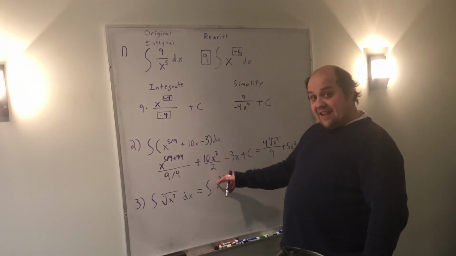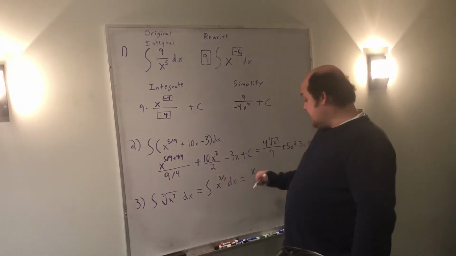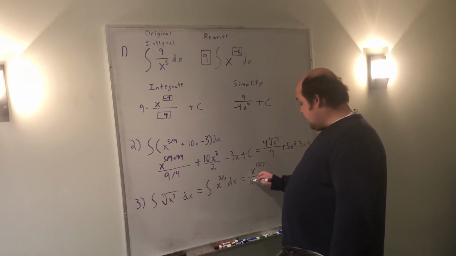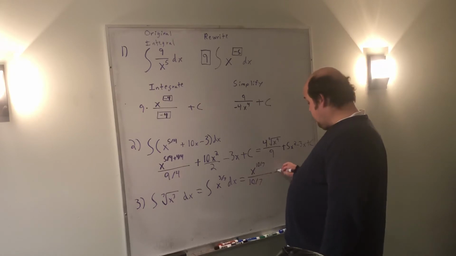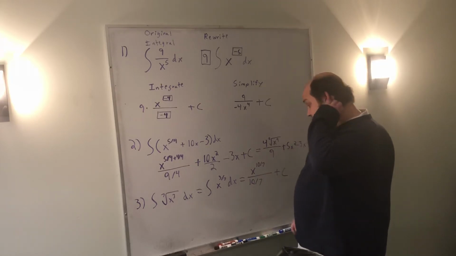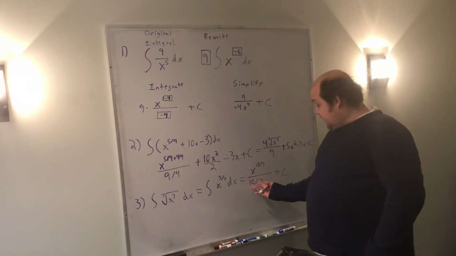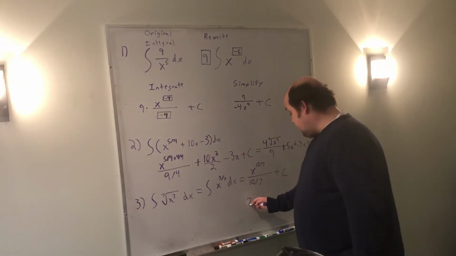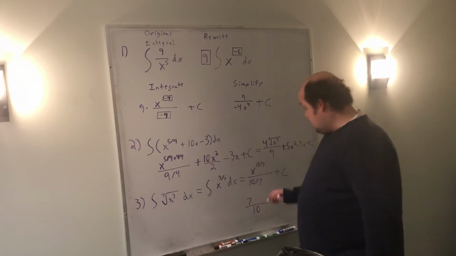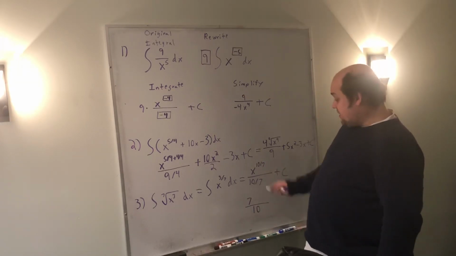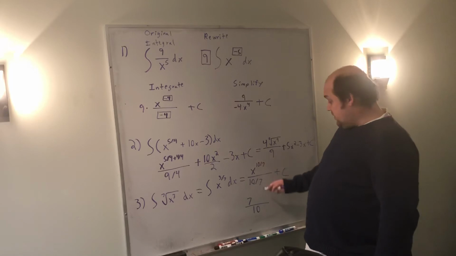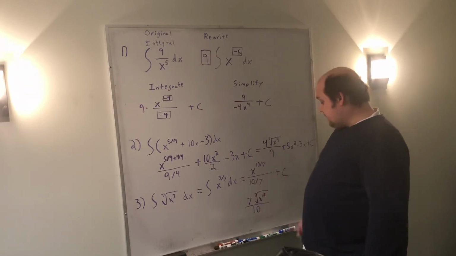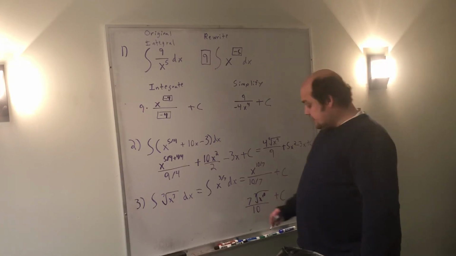If I add 7/7 or 1 to this, it becomes 10/7. I then have to divide by that new exponent. Plus c, because it was an indefinite integral. Cleaning things up, dividing by 10/7 is like multiplying by 7/10. So it becomes 7 over 10. This x to the 10/7 tells me 10th power under the 7th root. X to the 10th power under the 7th root plus c.